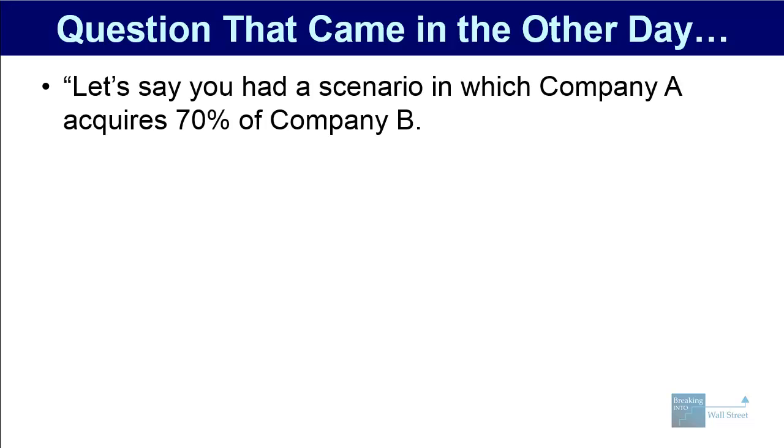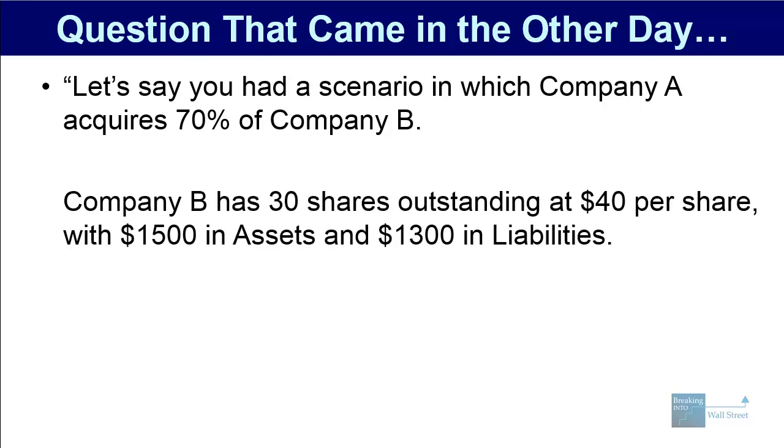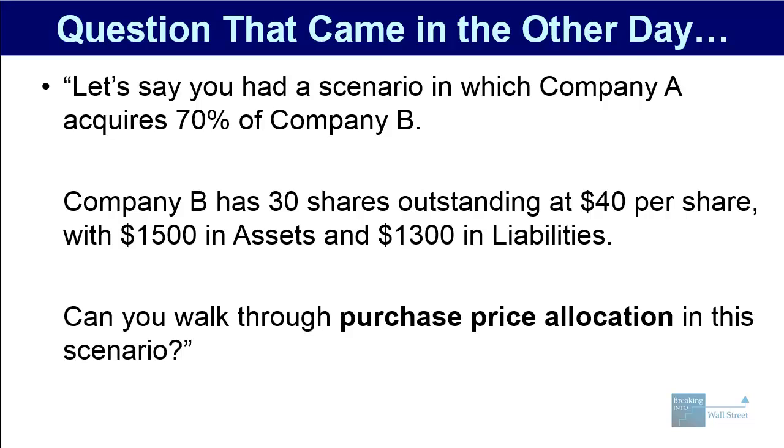So here's the question. Let's say that you had a scenario in which Company A acquires 70% of Company B. Company B has 30 shares outstanding at $40 per share with $1,500 in assets and $1,300 in liabilities. Can you walk through purchase price allocation in this scenario?